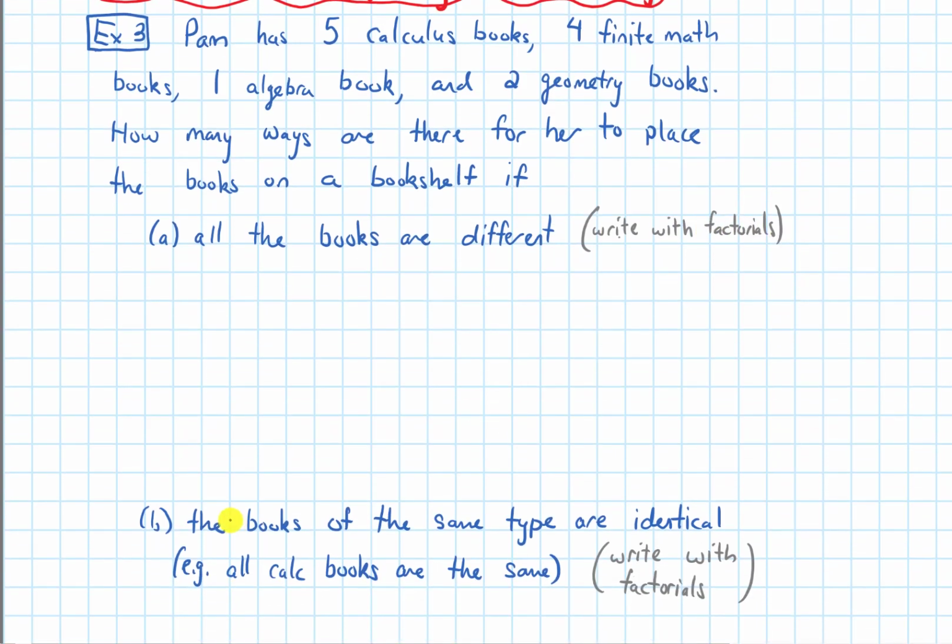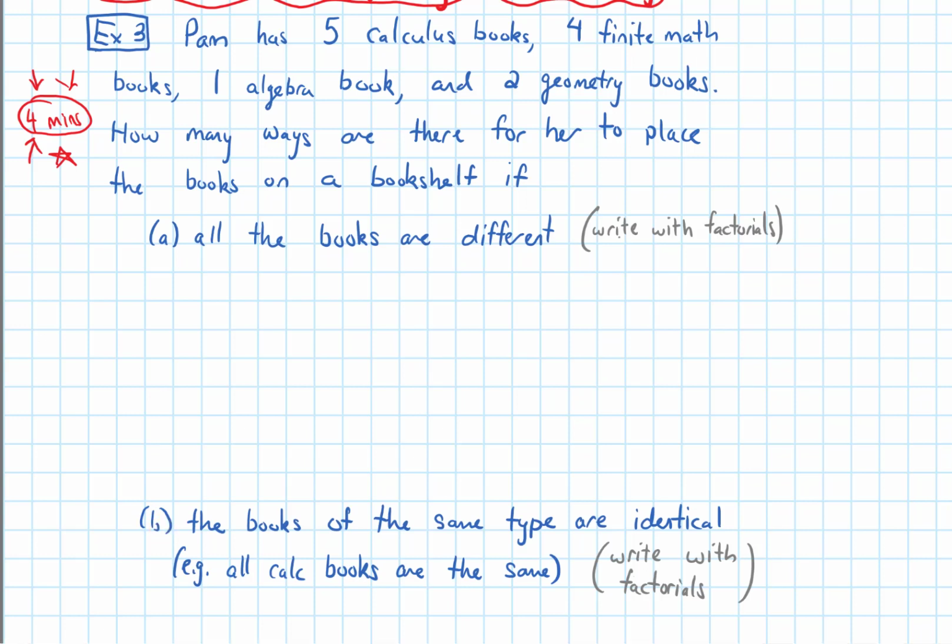Part B asks, the books of the same type are identical. So for example, all the calculus books are exactly the same. And again, write your answer with factorials. So begin by pausing the video for 4 minutes to try both part A and part B of this problem. 4, 3, 2, 1, pause that video. Pause it for 4 minutes to try both of these parts.